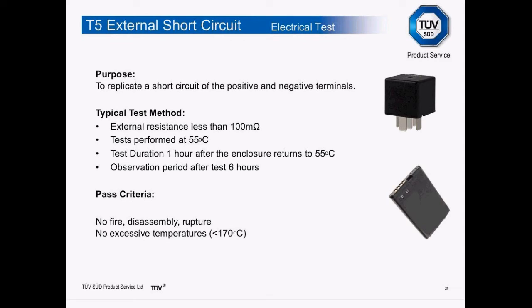After that, you observe the test sample for 6 hours, and you check for the pass criteria of no fire, no disassembly, and no rupture. In this case, it is permitted for the battery or cell to vent. During the duration of the complete test, the case temperature must never exceed 170 degrees.